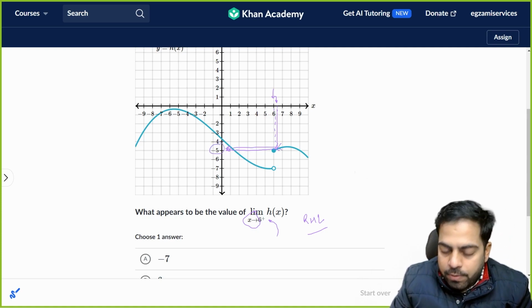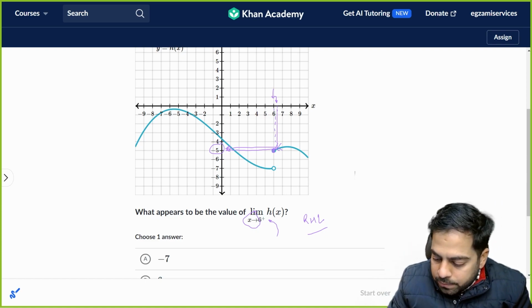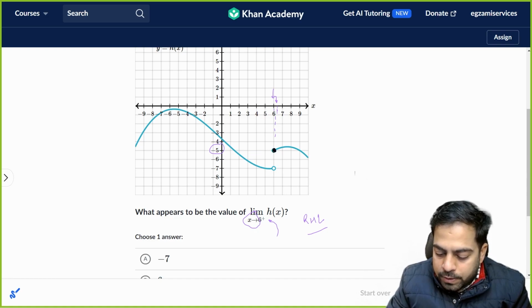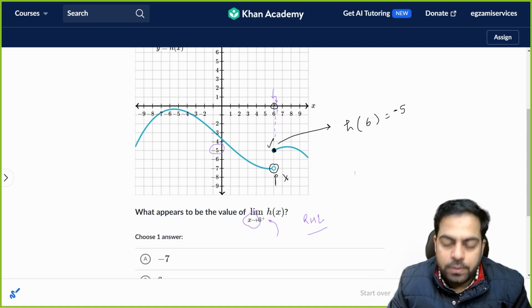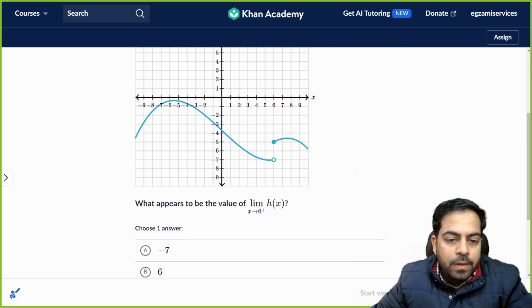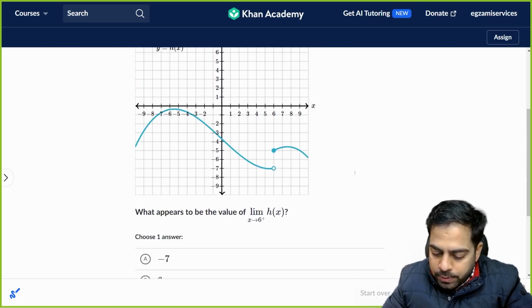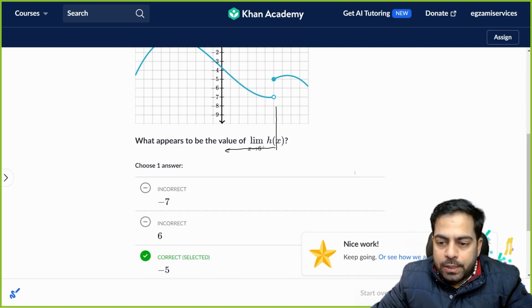The graph is approaching -5, and it also became this filled circle. This means value of the function. Let me erase it. Okay, this filled circle means value of the function. So value of this function at x is equal to 6 is also -5, and this open circle means when x is 6, this value is not there, this value is there. I hope you know the difference between filled circle and the open circle. So x goes to 6 positive, it is -5. So let's go for -5.